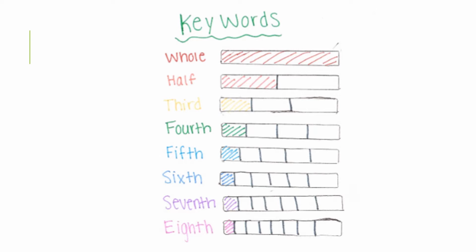When talking about 5 parts, we say fifths. When talking about 6 parts, we say sixths. When talking about 7 parts, we say sevenths. When talking about 8 parts, we say eighths.